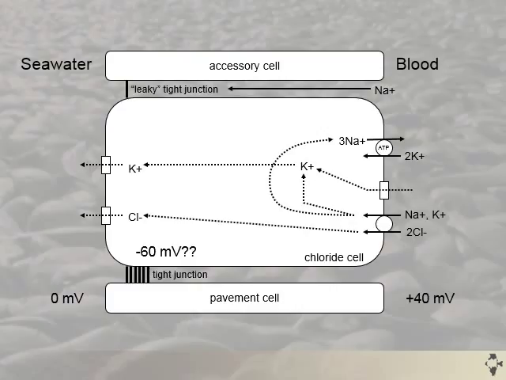Now, on the other hand, at the upper portion of this figure, you can see the accessory cell and the chloride cell have what's called a leaky tight junction. So it's still a relatively tight junction between these two cells, but what makes it leaky is that it's not as long or circuitous a path for osmolytes to travel to get from blood to seawater or from seawater to blood. And so it's leaky with respect to these osmolytes, so they can move in and out of this with relative ease. Okay, so how does this actually work?